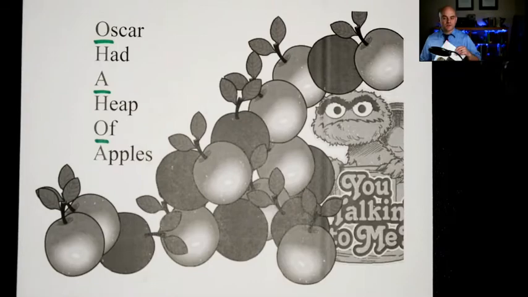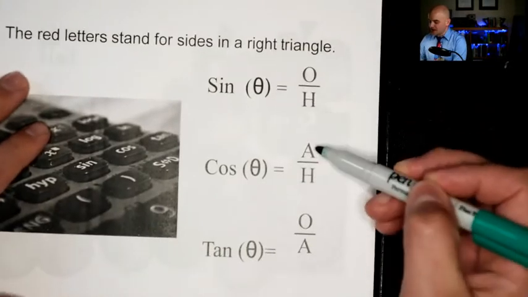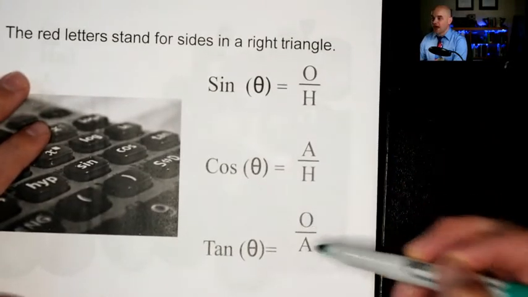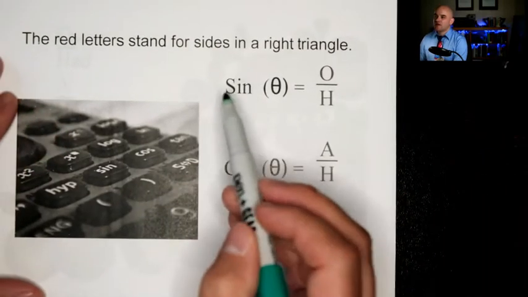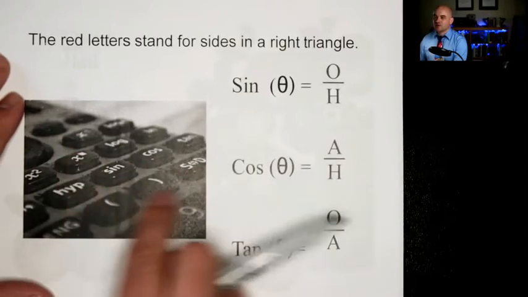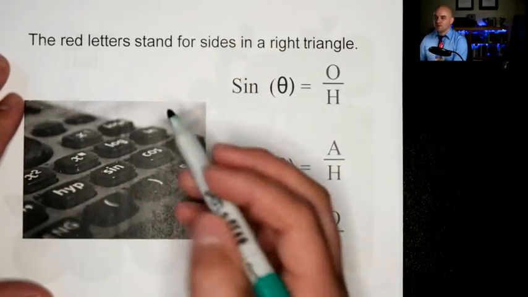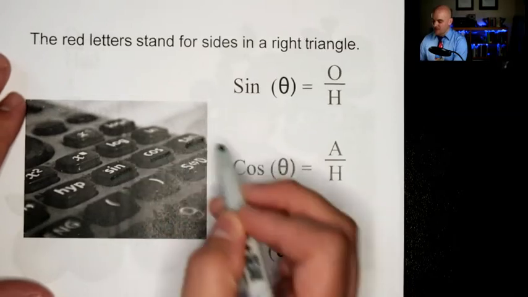What does that mean? We'll get to it in a moment, but let's take a look at it like this. Here is your Oscar had a heap of apples. O-H, A-H, O-A. And this stands for our sine, our cosine, and our tangent. I put a picture of a calculator here to remind you that on almost every calculator it's listed in that order: sine, cosine, and tangent.